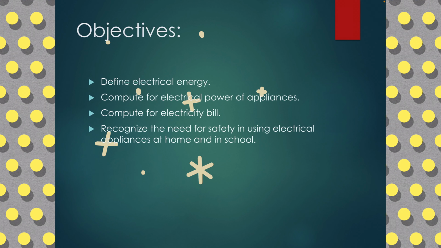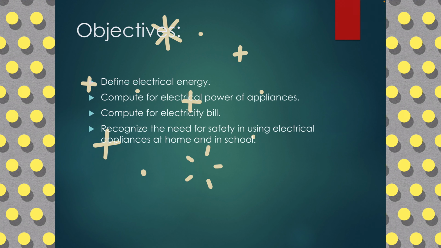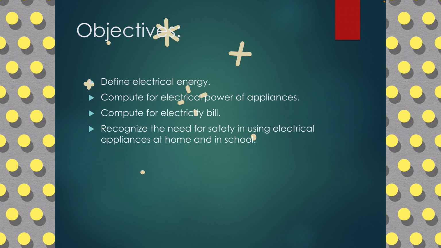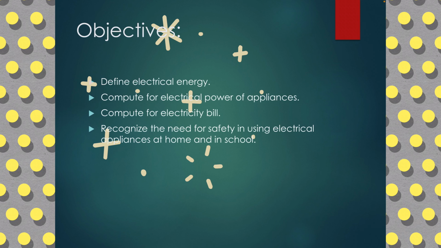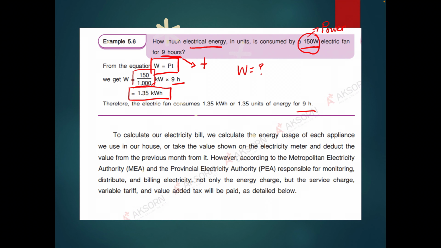So the objectives of our lesson are the following. Define electrical energy. Compute for electrical power of appliances. Compute for electricity bill. And recognize the need for safety in using electrical appliances. Okay, so let's move on.